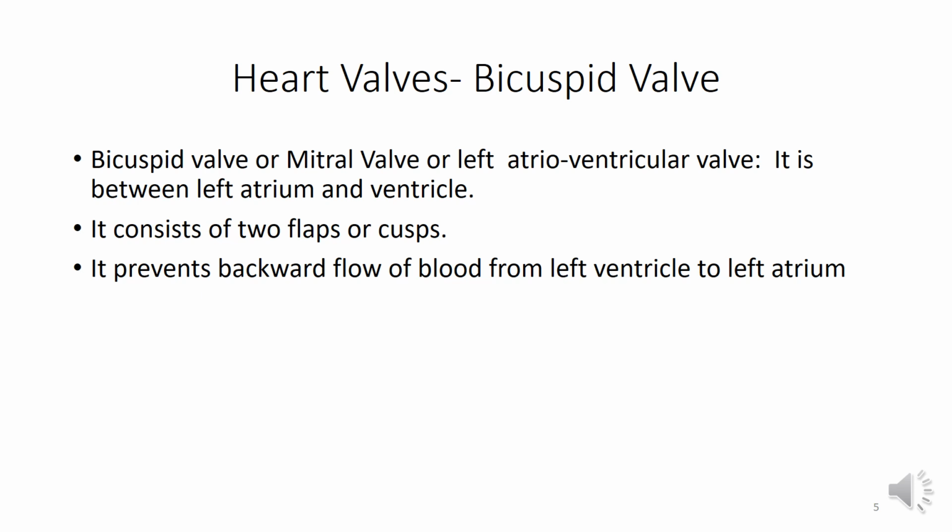Bicuspid valve is also called the mitral valve or left atrioventricular valve. It is located between the left atrium and left ventricle. It consists of two flaps or cusps. It prevents backward flow of blood from the left ventricle to the left atrium.